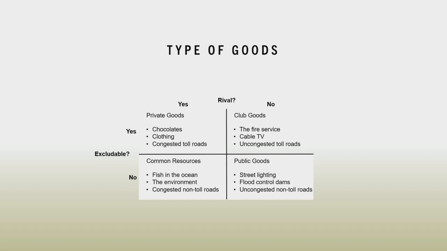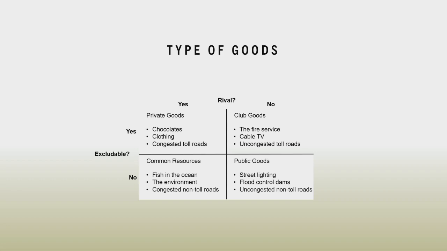Private goods: a good is rival and excludable. Club goods: a good is excludable and non-rival. Common resources: a good is rival and non-excludable. And public goods are non-excludable and non-rival. And normally it's public goods that private markets are really inefficient at providing.